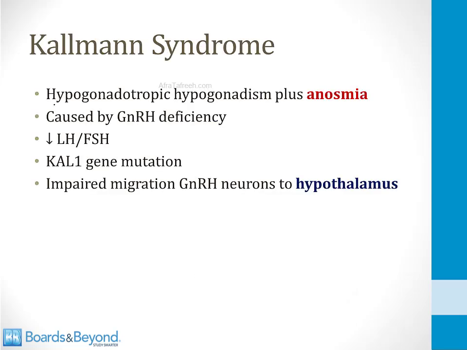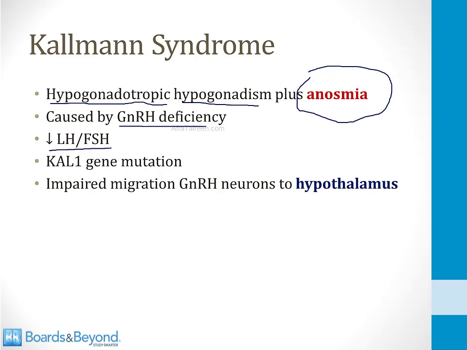Next, let's talk about Kallmann syndrome, which can also lead to abnormal sexual development, but doesn't really fit into any of the categories we've talked about up until this point. Kallmann syndrome involves hypogonadotropic hypogonadism plus anosmia, which means loss of the sense of smell. This is caused by a deficiency of GnRH from the hypothalamus. That leads to decreased production by the pituitary gland of LH and FSH. These are the gonadotropes, and that's why this is called hypogonadotropic hypogonadism.